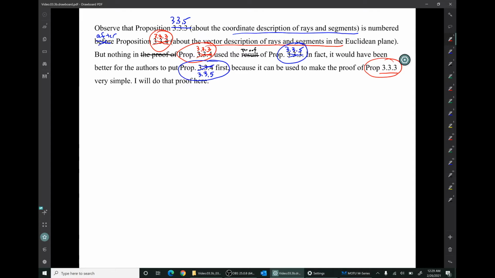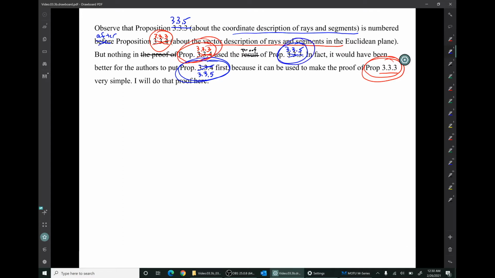And so that's what I'm going to do here. I'm going to prove proposition 3.3.3, and I'm going to use some of the results from proposition 3.3.5. Usually you can't do that. You usually can't use a later numbered theorem to prove an earlier numbered theorem, because it might be circular reasoning. You might have used the earlier theorem to prove the later theorem, and then use the later theorem to prove the earlier theorem. But that's not the case here. There was nothing in the result of proposition 3.3.3 that ever got used in the proof of proposition 3.3.5.